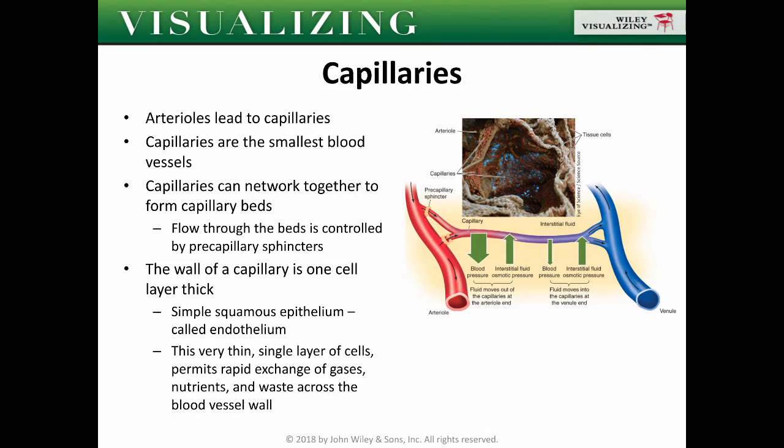So arterioles lead to the capillaries. Capillaries are the smallest blood vessels, and they are networked together to form what you call capillary beds. The flow through the bed is controlled by precapillary sphincters. The wall of the capillary is one cell layer thick. So they are very thin to ensure rapid exchange of gases, nutrients, and waste across the blood vessel wall. Basically, the capillaries are the ones that connect the arteries to the veins.